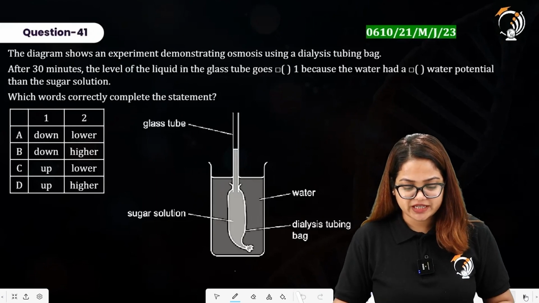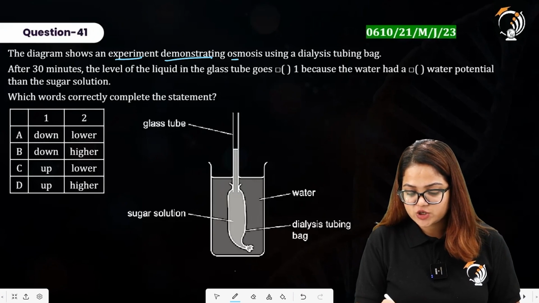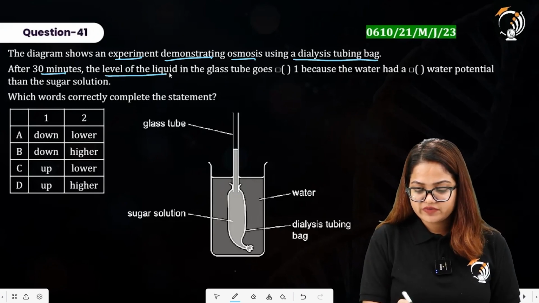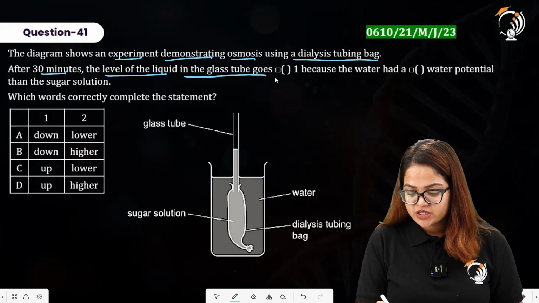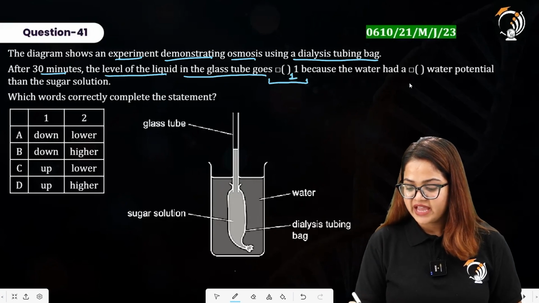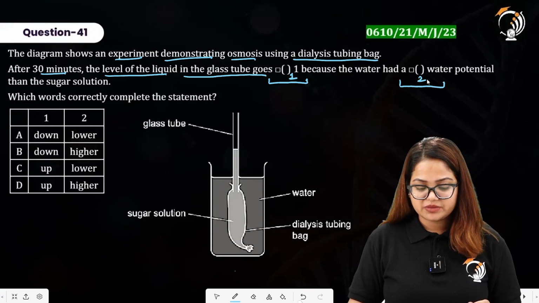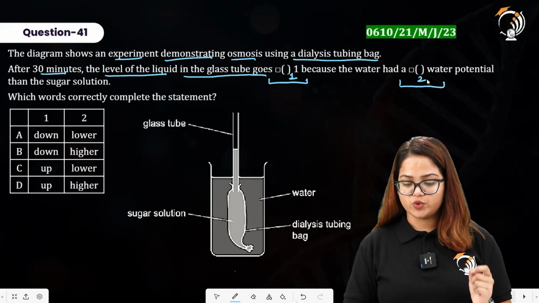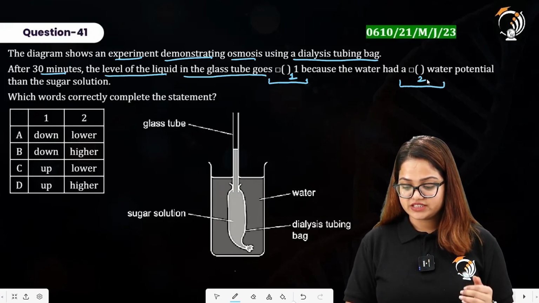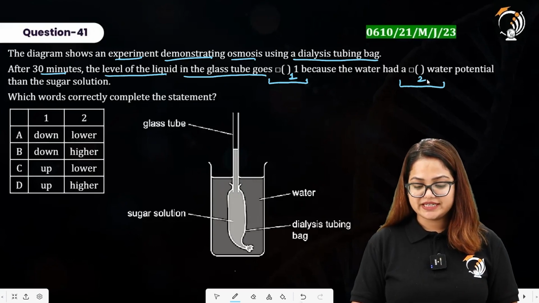Moving to question number 1 here, that says the diagram shows an experiment demonstrating osmosis using a dialysis tubing bag. After 30 minutes, the level of the liquid in the glass tube goes blank 1, because the water had a blank 2 water potential than the sugar solution. Which words correctly complete the sentence here?